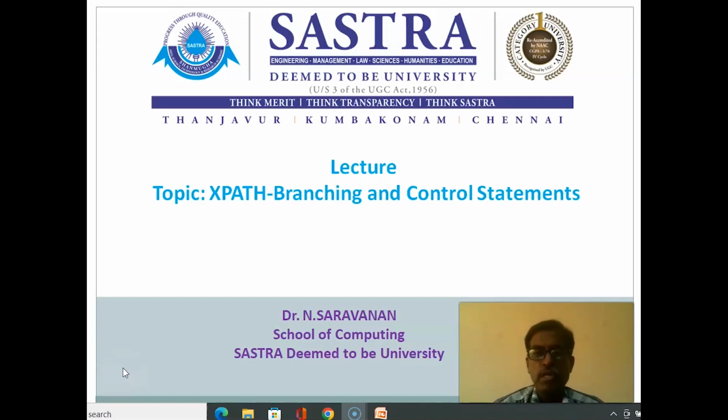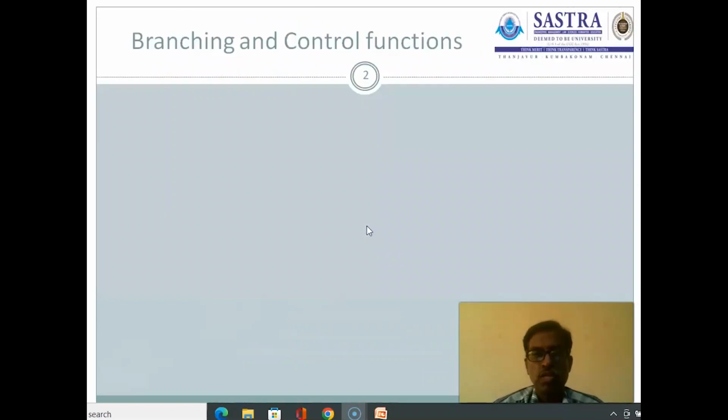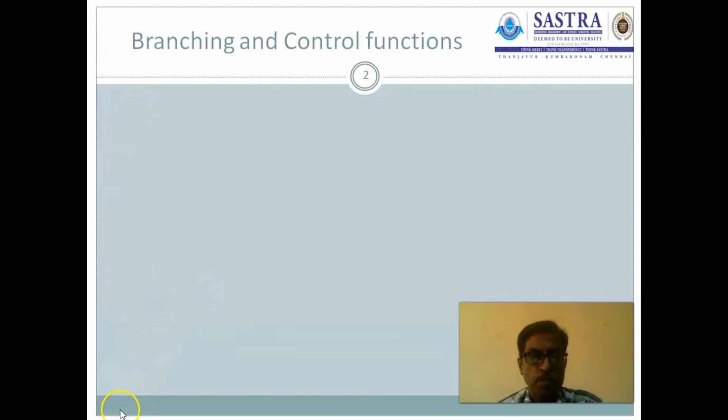So obviously in each and every language we have branching and control statements in order to execute based on some criteria, based on some condition or based on some predicate. So in XSLT also we have branching and control statements. Actually there are 4 different control functions defined by XSLT, 4 different branching and control functions available. First one, xsl:if.